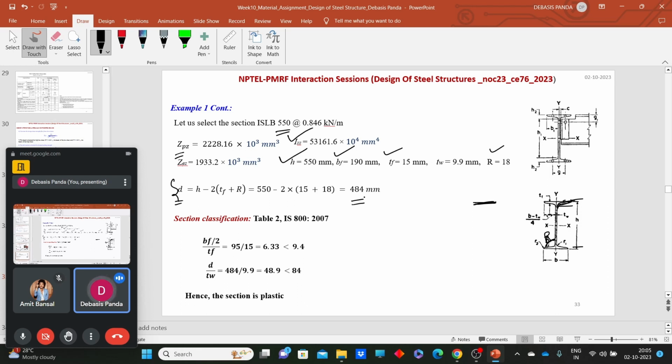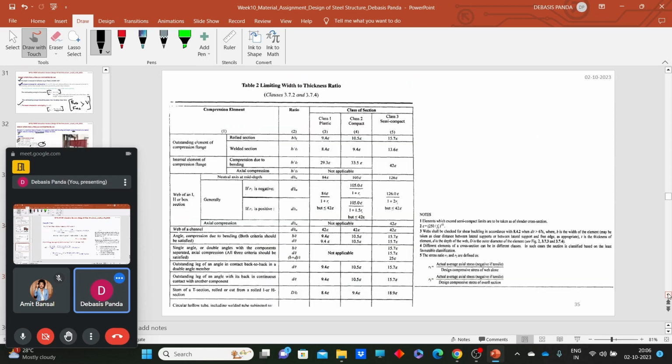Now we need to define the section or identify the section, whatever it is, a plastic section, compact section or semi-compact section. We can get the information from Table 2. To use Table 2, we need to check BF by 2 by TF and D by TW, two values. If I go to that Table 2 portion here, yes, the Table 2 portion is there. So B by TF we need to consider, and one more thing, we need to check the D by TW value. Okay, so we have a rolled section, so for the rolled section, we need to check the B by TF value.